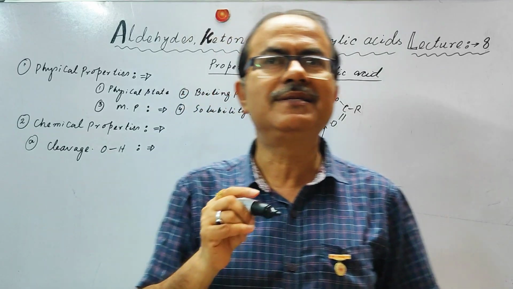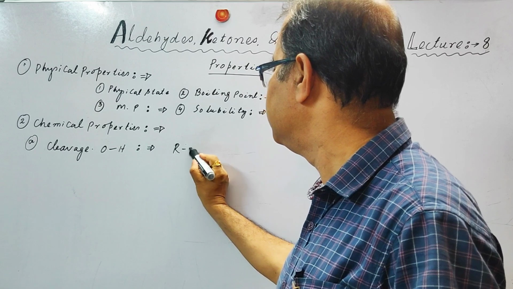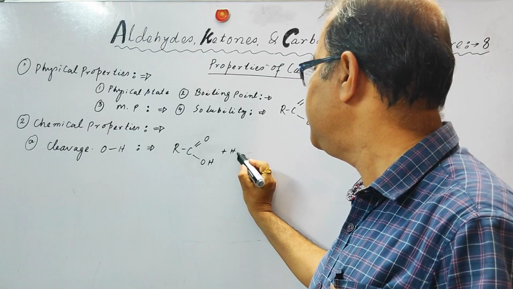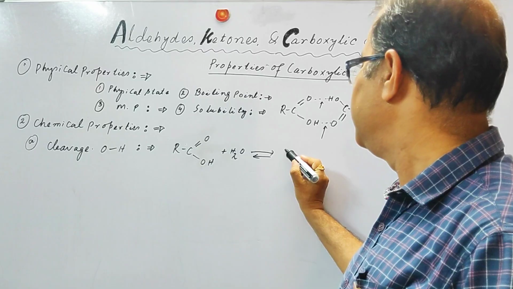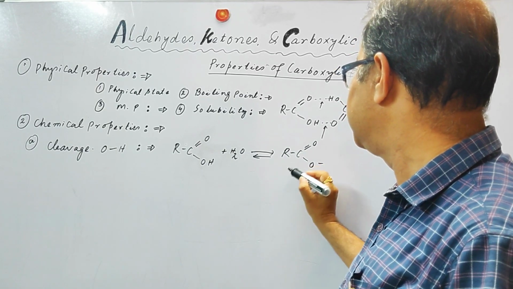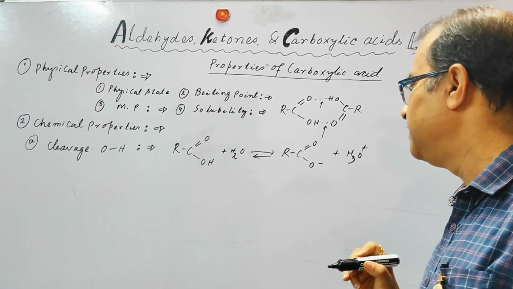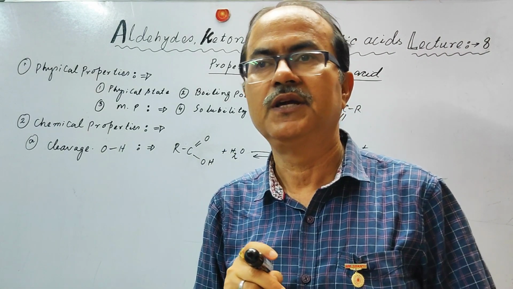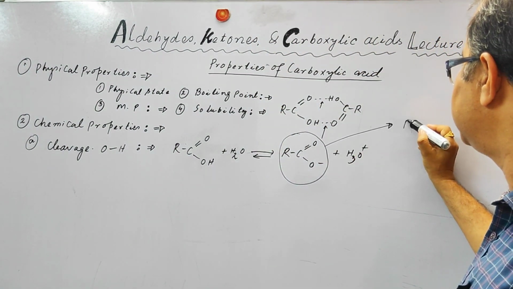When carboxylic acid ionizes in H2O, the reaction is this. Carboxylic acid ionizes in H2O and produces the carboxylate ion and the hydronium ion. And this carboxylate ion is stabilized by resonance. The fundamental resonating structure of this carboxylate ion is like this.